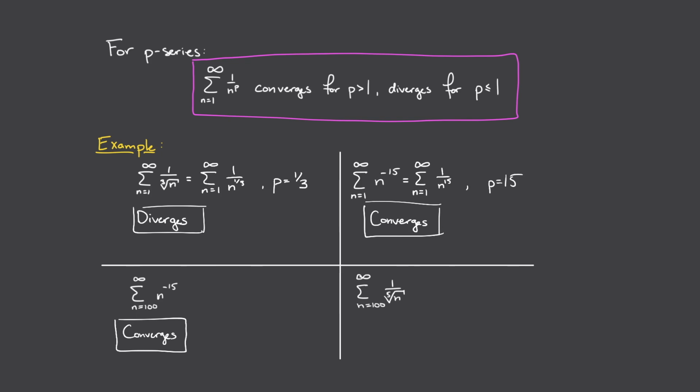And finally, if we take the sum from n equals 100 to infinity of 1 over the 5th root of n, rewriting, we find that this is a p-series with p equal to 1/5, and so this series also diverges.